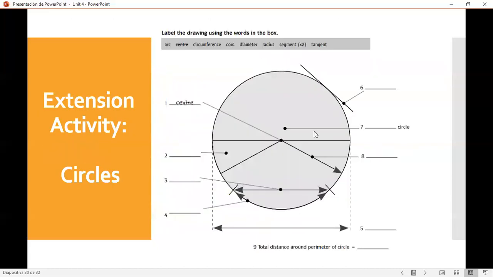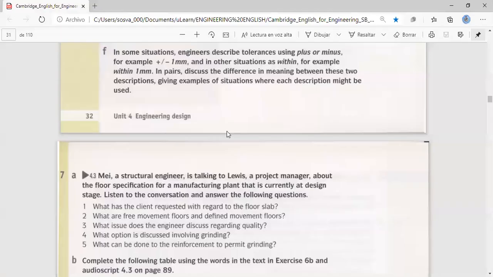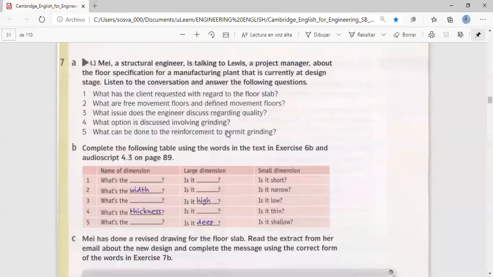Before we go to the extension activity, let's go back to our book. Let me change the slide. It's page 33 now. You've got it on screen right now.